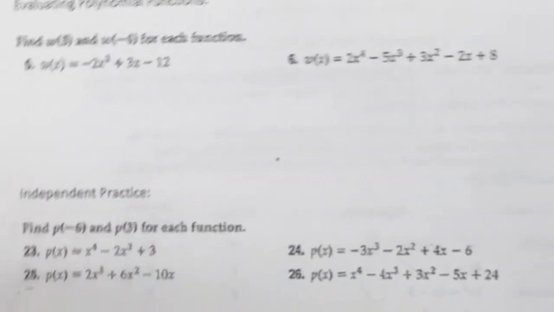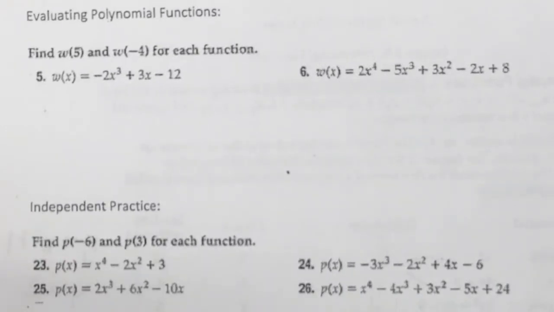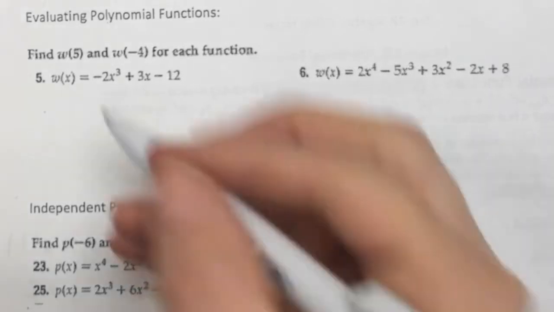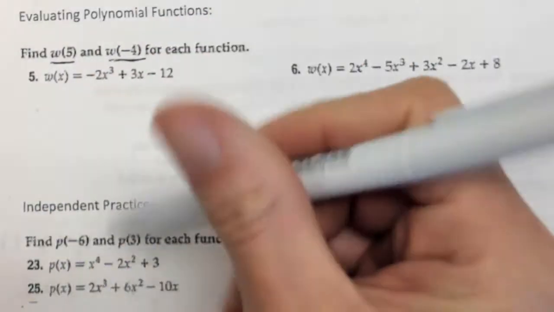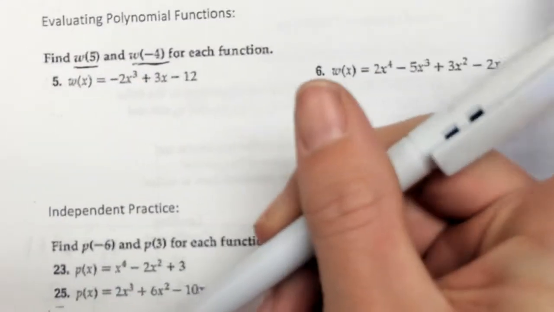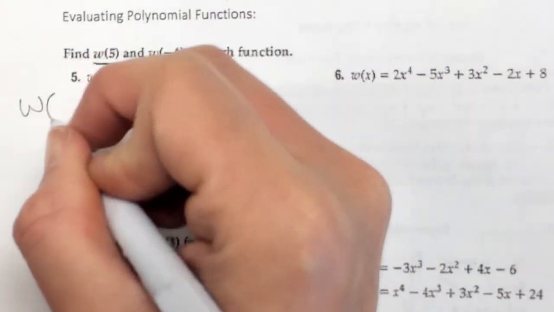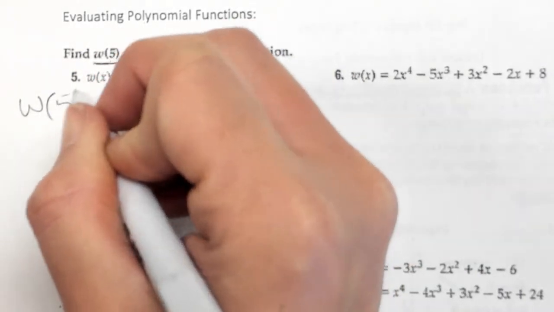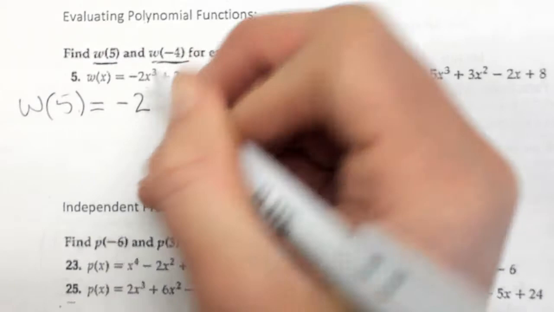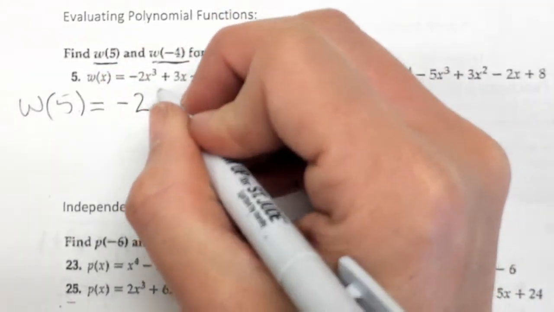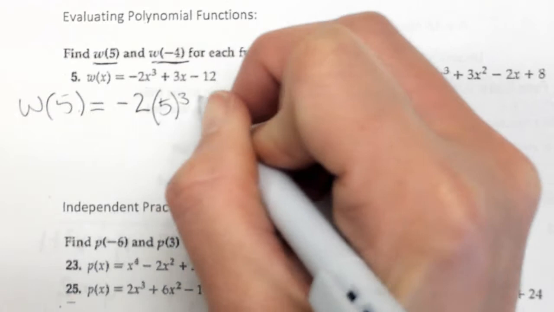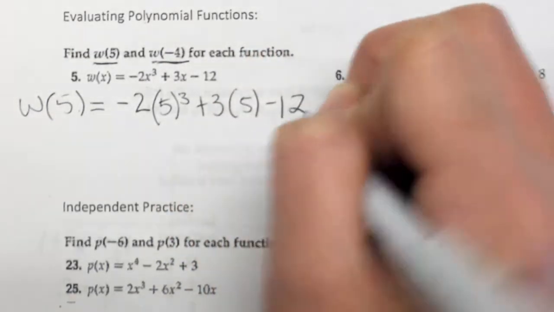Alright, next thing we're going to be doing is evaluating polynomial functions. And I put a lot of problems on here, but we probably won't have to do as many, hopefully. This is kind of like what we were doing on our study guide when we're plugging numbers in, like y'all were doing for the absolute value and stuff. If it says find w of 5 and w of -4, and then they give you this function, what are they really asking you to do? Plug in those numbers. Perfect. So instead of w of x, we'll put w of 5 first, equals -2, and then we would replace x with what? Yes, 5 cubed plus 3 times 5 minus 12. We'll just do this one together.